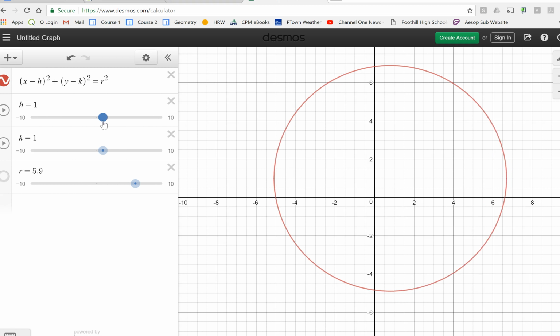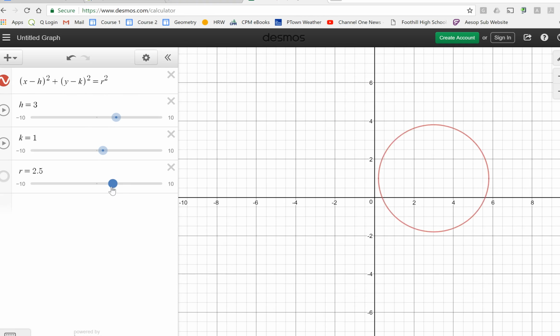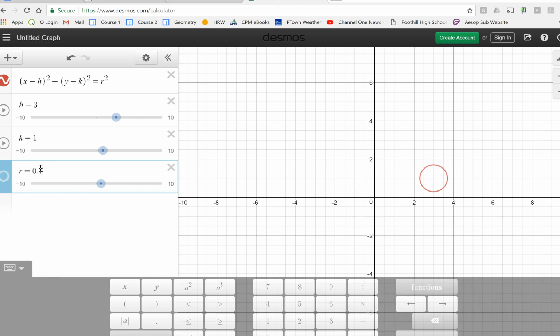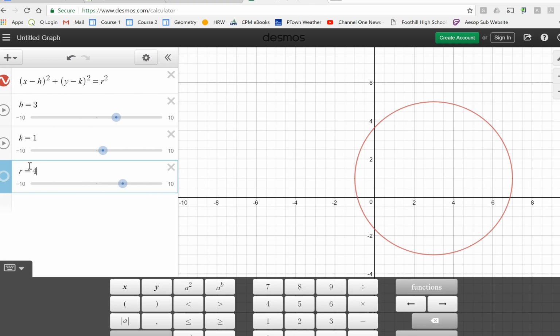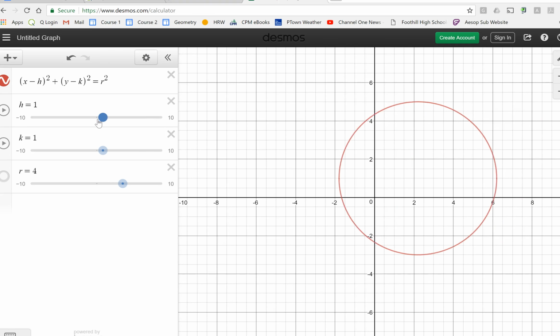So for example, we had (3, 1) as the point that we did for the last example, with a radius of 4. So there's a circle with a center at (3, 1) right there, with a radius of 4. Okay? And as I change h, it slides the circle left and right.